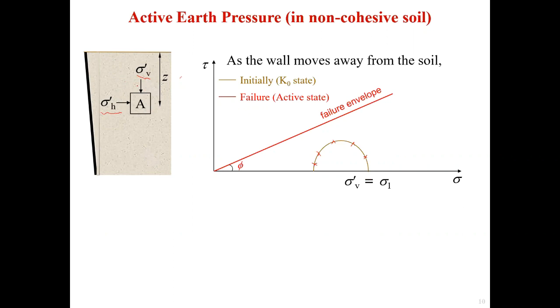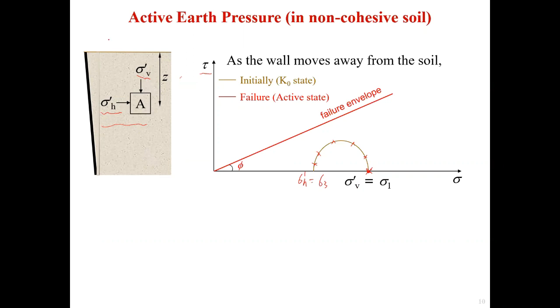So for this soil element, this point is sigma v or sigma one, because there's no shear stress. If you have shear stress, then it would be either moved upward or downward, because you have the tau component here. Since the state is defined by sigma v and sigma h prime, if this is sigma v equal to sigma one, obviously this will be sigma h, or sigma h prime, equal to sigma three. So this is the minor principal stress, and sigma v is the major principal stress.